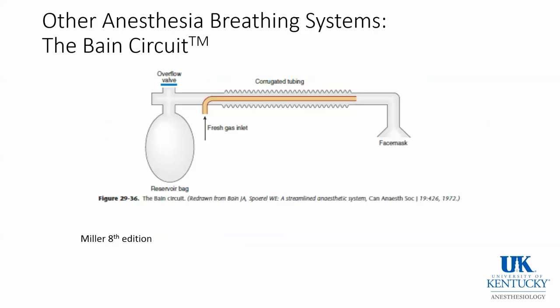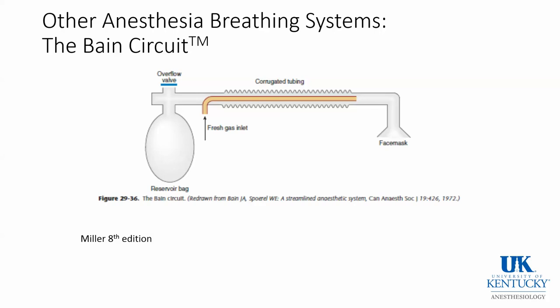Now, I want to spend a few minutes reviewing the Bain system. Bain circuit, Bain system is a modified Mapleson-D that does function most efficiently with controlled ventilation. With a fresh gas flow of 70 mils per kilo, carbon dioxide will be controlled adequately if the minute ventilation is approximately 2.5 times the fresh gas flow.